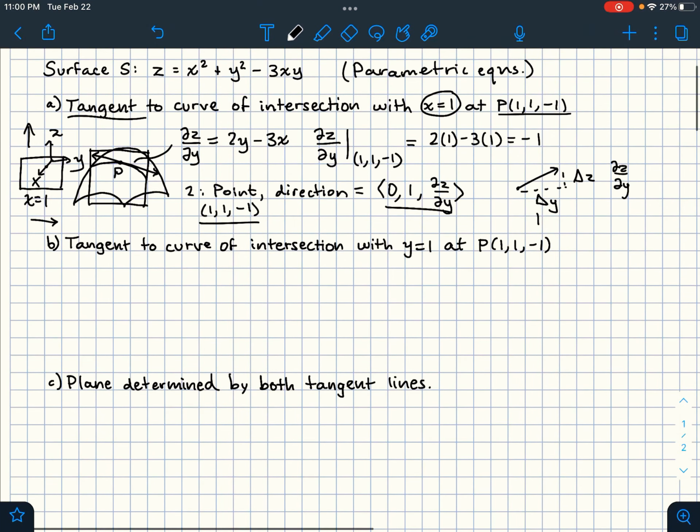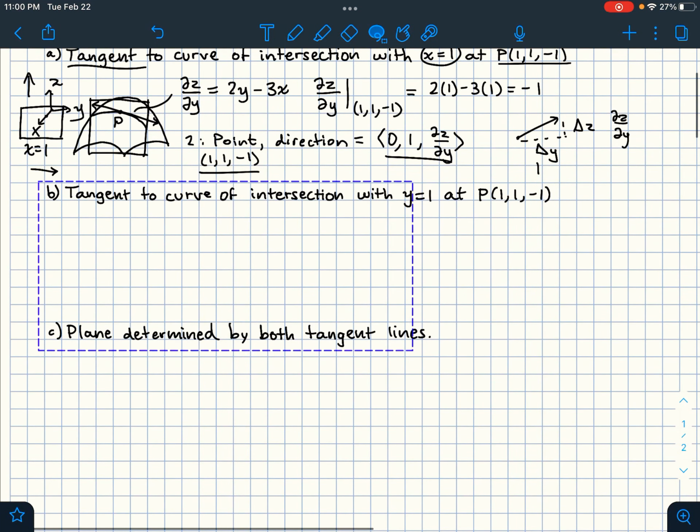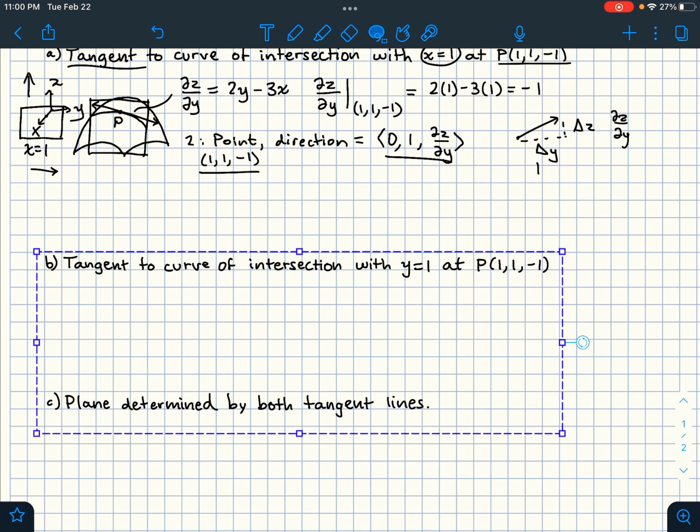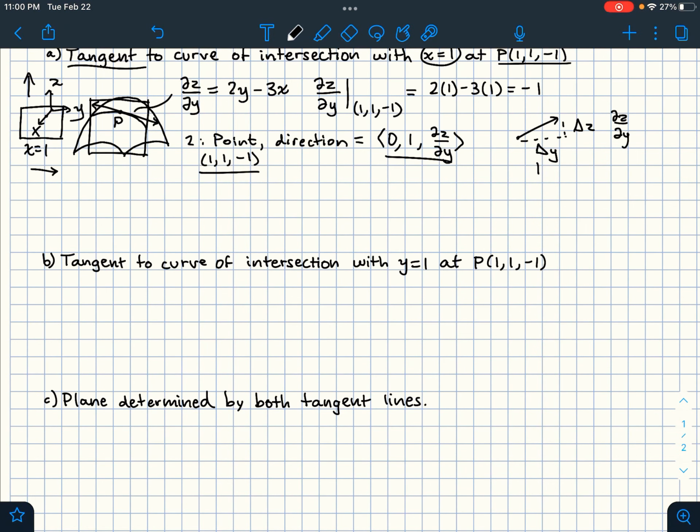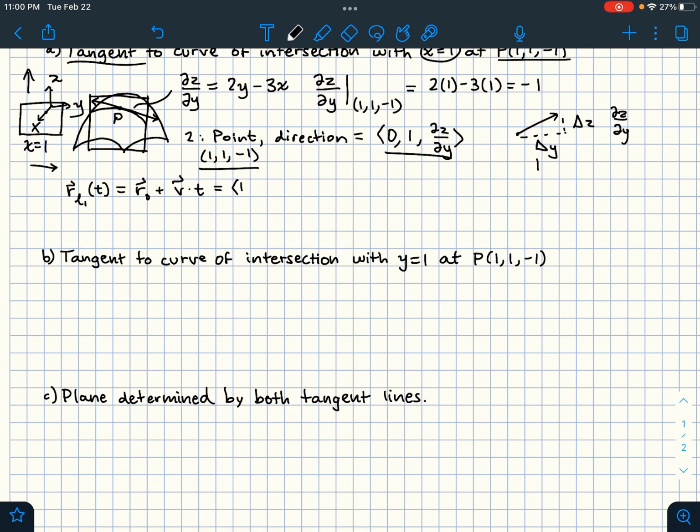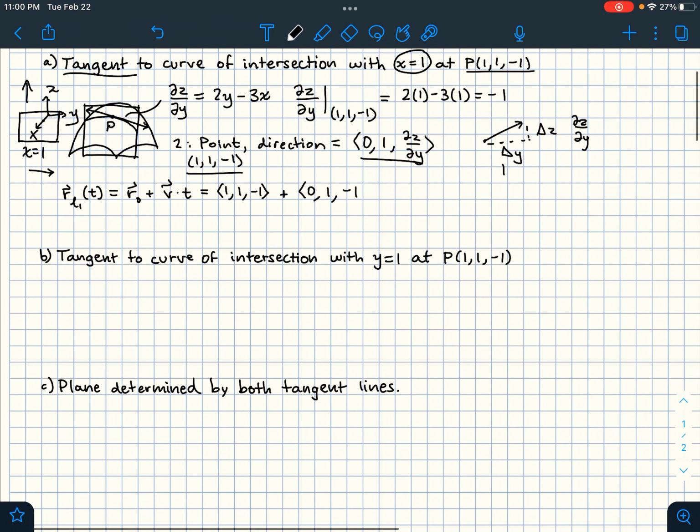Okay, so you have your point and you have your direction, so all you have to do is combine them into a parametric equation. And I'm going to shift these down a little bit to give us more space. Okay, so if you remember, the parametric equation for a line is formatted as r of t is equal to r naught plus v times t. And in this case, r naught is our point, and v will be this vector, 0, 1, -1, because that's dz/dy, times t.